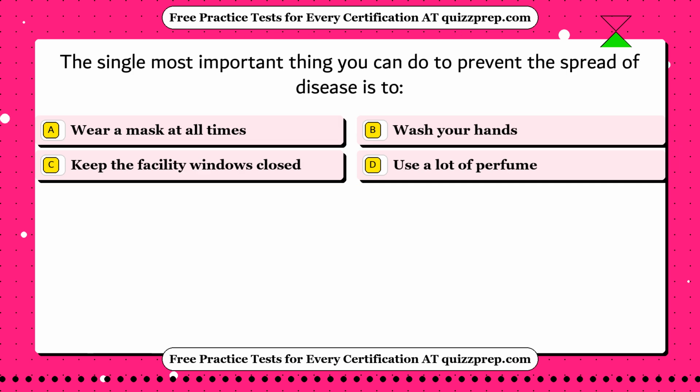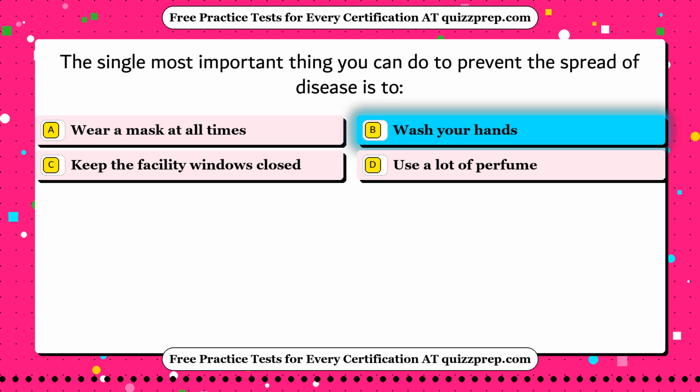Question 100. The single most important thing you can do to prevent the spread of disease is to: Option A. Wear a mask at all times. Option B. Wash your hands. Option C. Keep the facility windows closed. Option D. Use a lot of perfume.